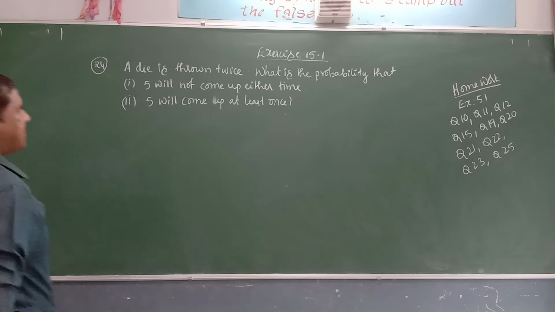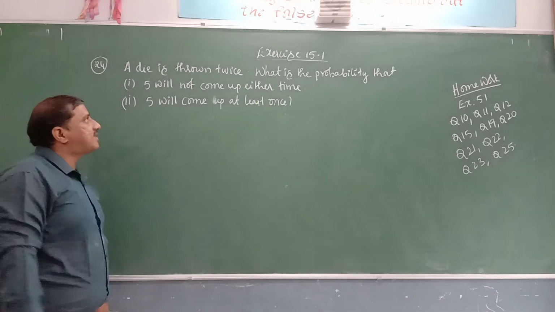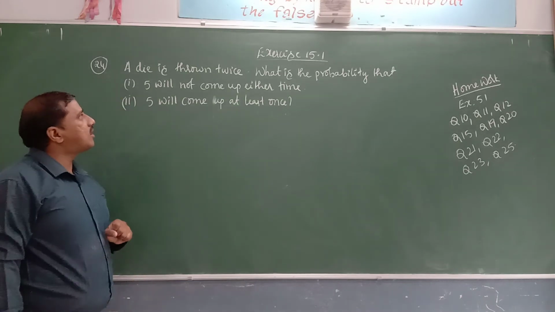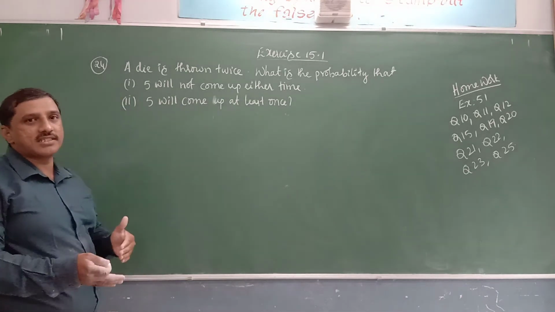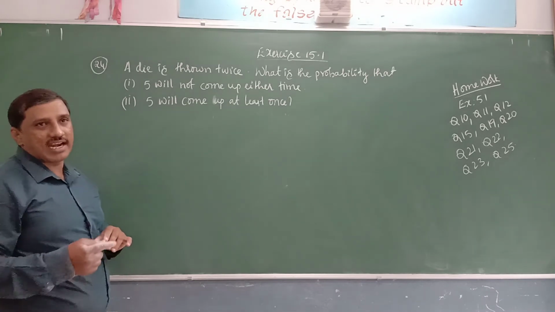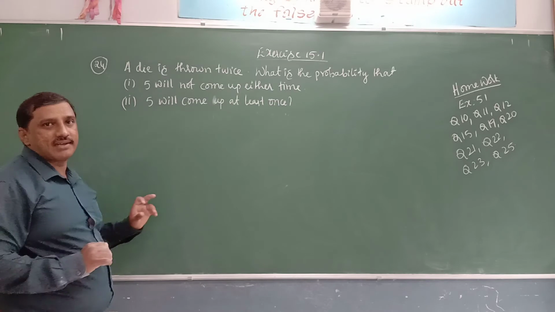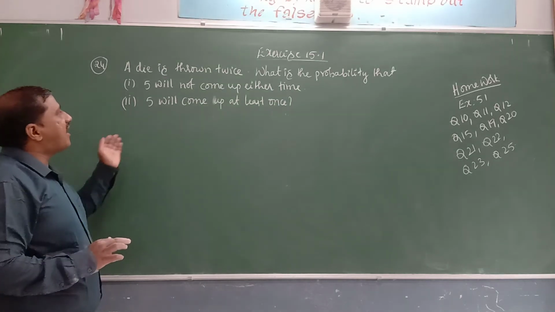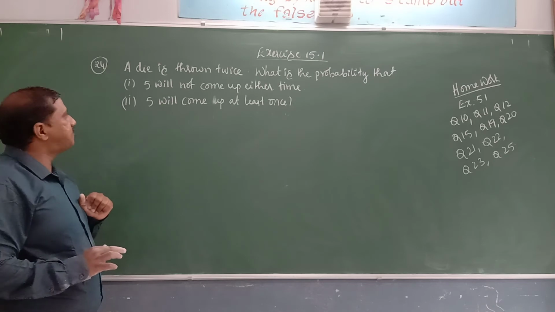Now we will discuss the 24th question from exercise number 15.1. A die is thrown twice. Throwing twice is nothing but throwing 2 dice simultaneously. We will read the problem here. What is the probability that 5 will not come up either time?